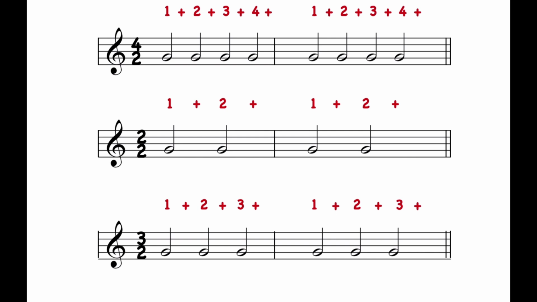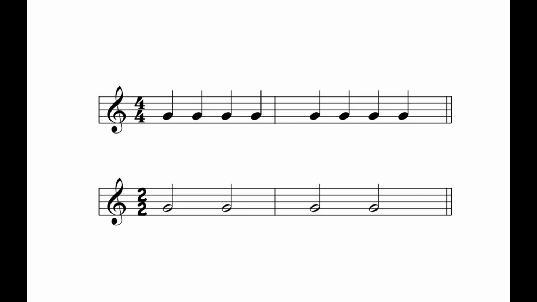So it's slight changes, but it makes a big difference when you're writing music. And that's what the time signature is for. And it's important you know what it is and what it's used for. Something else you do need to be aware of is the 4/4 time signature and the 2/2 time signature are very, very closely related. In fact, they're so closely related that sometimes it's difficult to tell them apart.